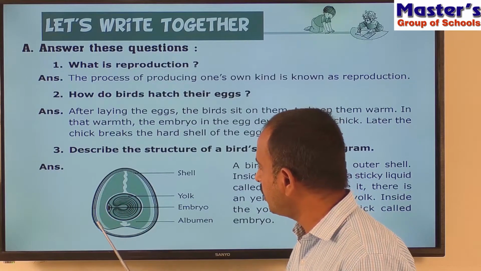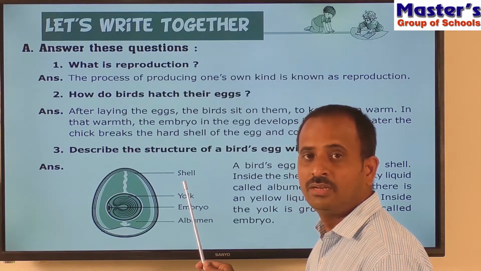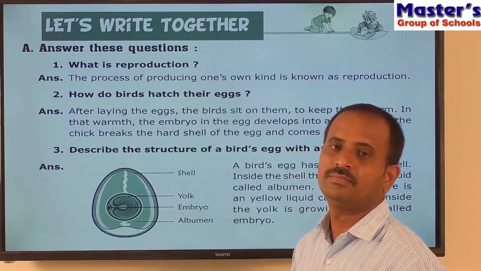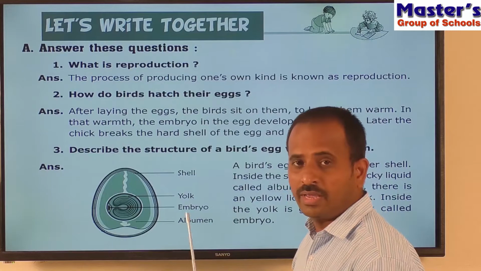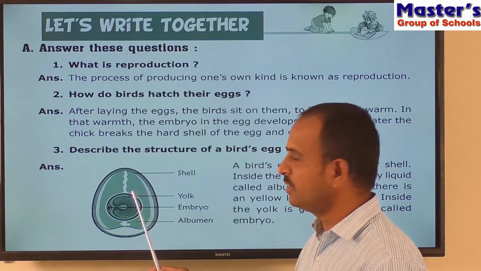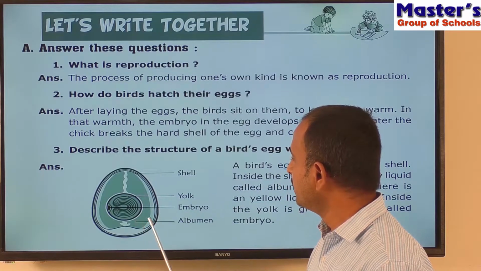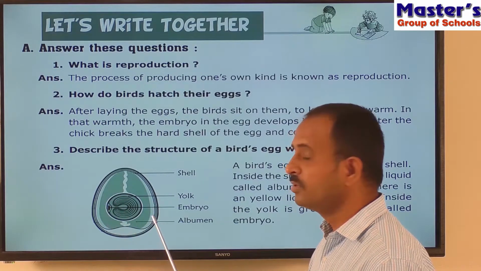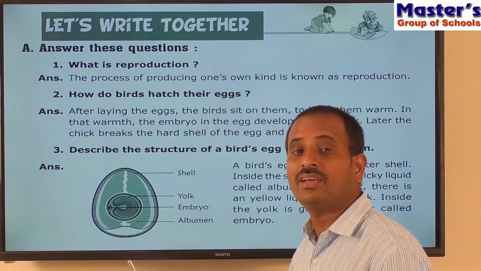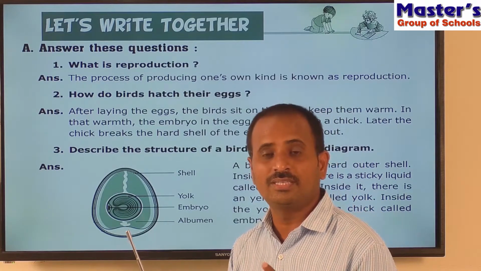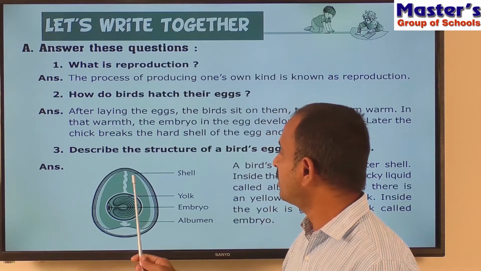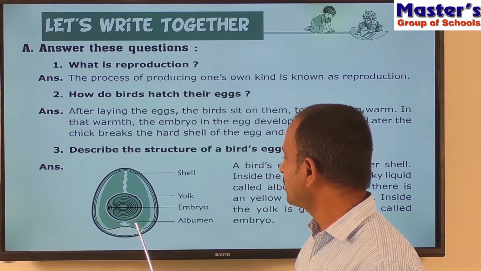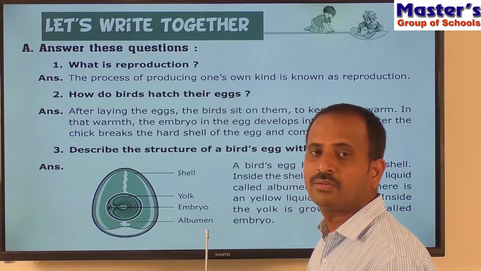This black color outline represents the shell, which is a hard shell. And what are you observing inside the shell? Inside the shell there is a colorless liquid. Children, observe carefully. Generally we will observe a colorless liquid in the egg. What is that colorless liquid called? That colorless liquid is called albumin.